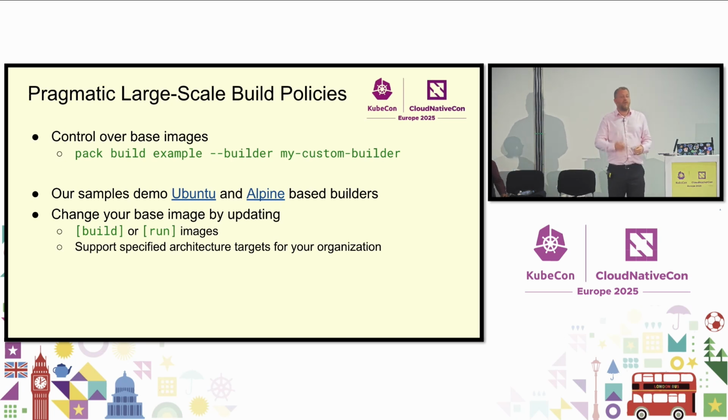It's straightforward to do. There's a builder.toml file. Everything's either TOML or YAML these days. And instead of using the build and run images that are mentioned in that, you change it to your own build and run images. Then you use PAC to rebuild the builder. It's pretty straightforward. But that means that I get to keep control of the base images that are used in my organization.